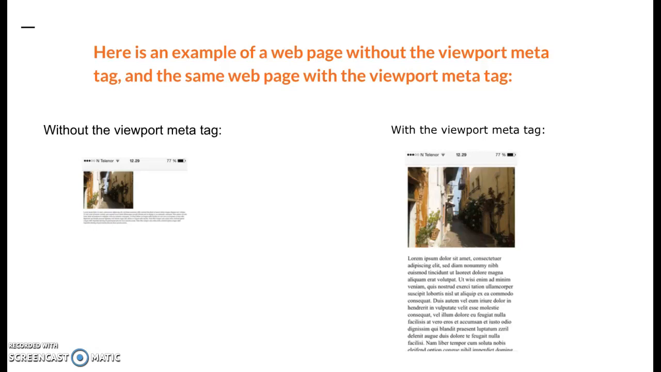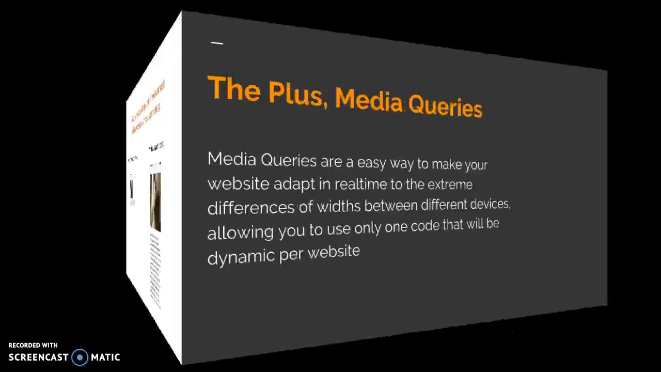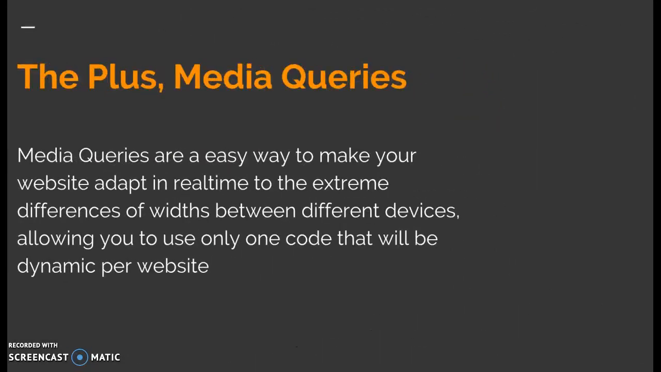But that was not enough. So we need to come with a plus: the media queries. Media queries are an easy way to make a website adapt in real time to the extreme difference of width between different devices, allowing you to use only one code that will be dynamically adapted per website.